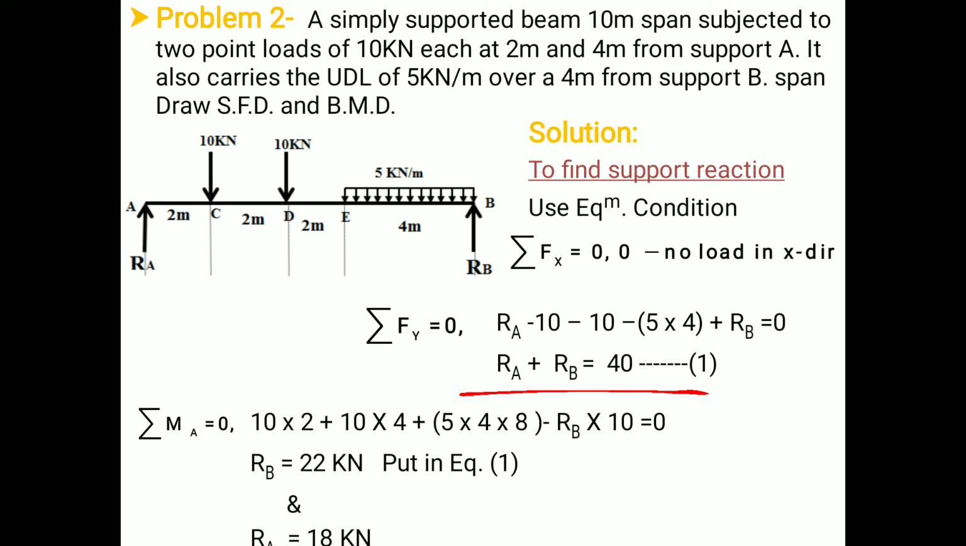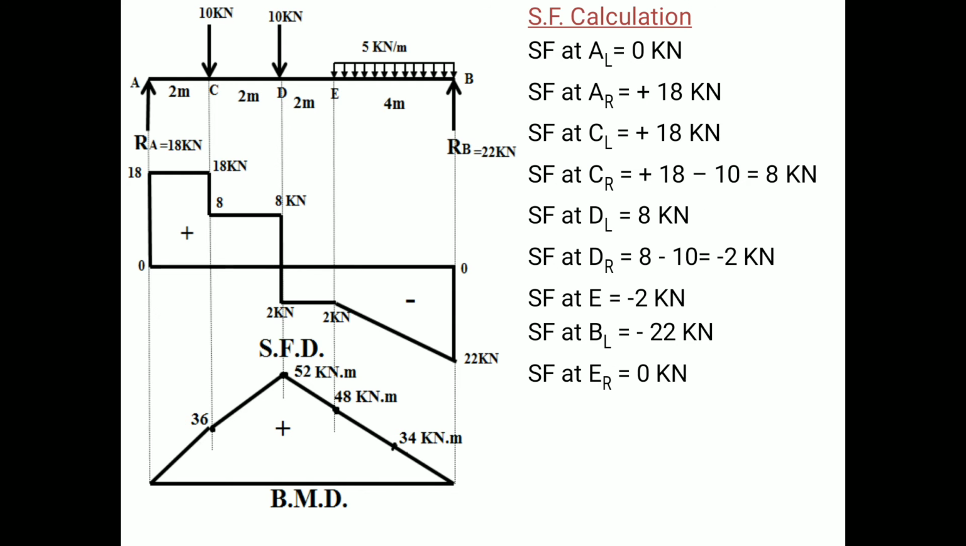So in this manner the first step, to find the support reactions, has been completed. Next step is shear force calculation. Remember that shear force at the ends always remains 0. Therefore shear force at left of A is equal to 0. Shear force at right of A will be plus 18 kN because the reaction Ra is 18 kN and it is acting in upward direction, therefore positive.